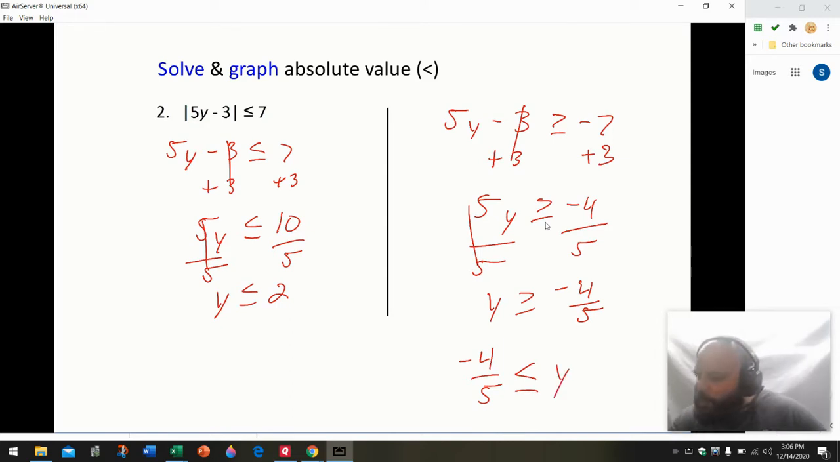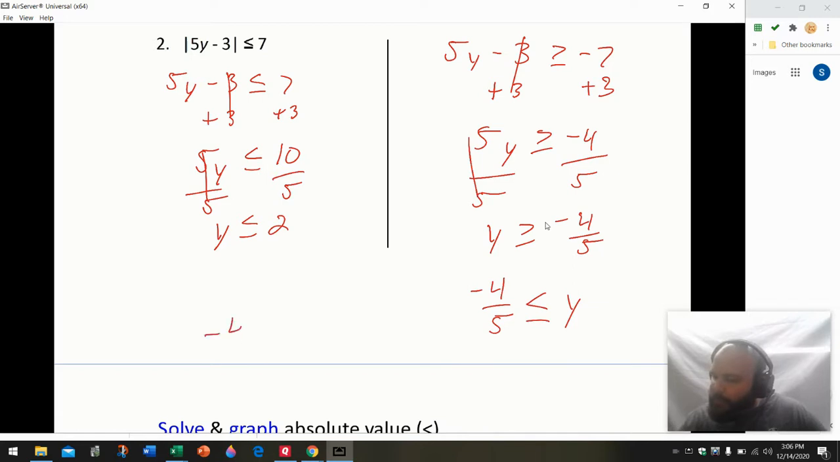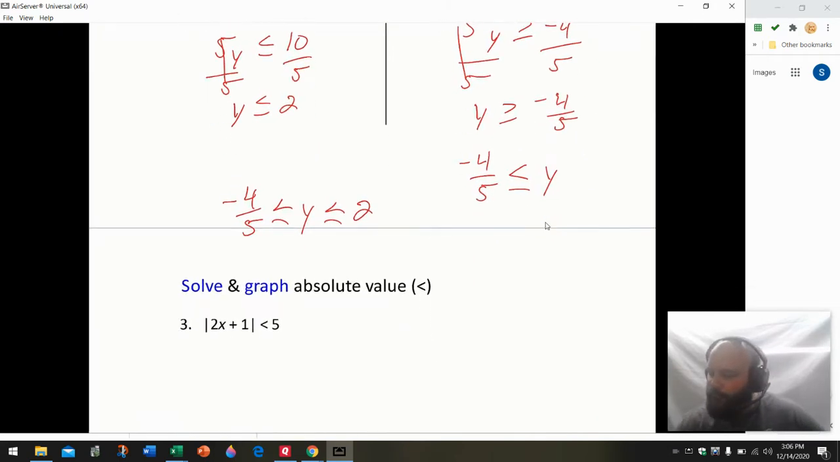Okay, now let me show you again. We're going to take this one that we flipped over and I'm going to superimpose it over this one, just like that. And you can see when I put it there, I get my combined "and" inequality. Now, again, I'm not going to leave that there, but I am going to write what I had there, which is negative 4/5 is less than or equal to y, and then that was less than or equal to 2. Now, once I have done that, I can draw my number line.